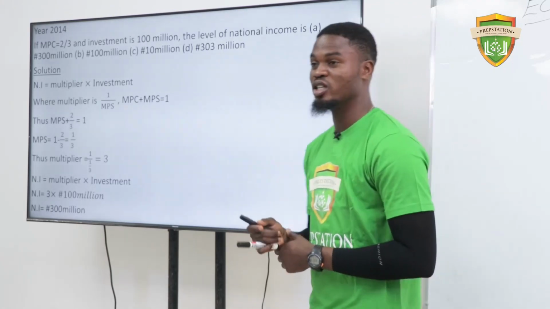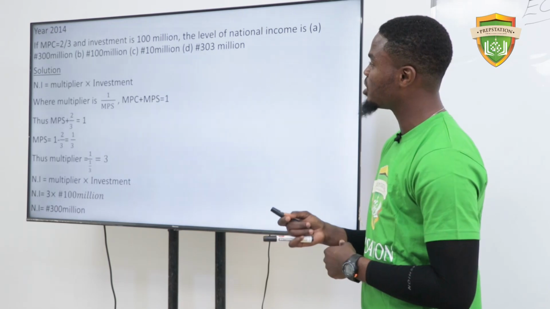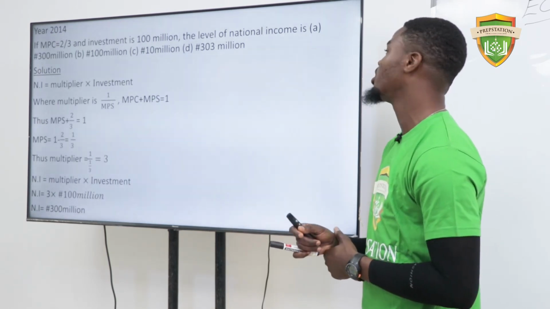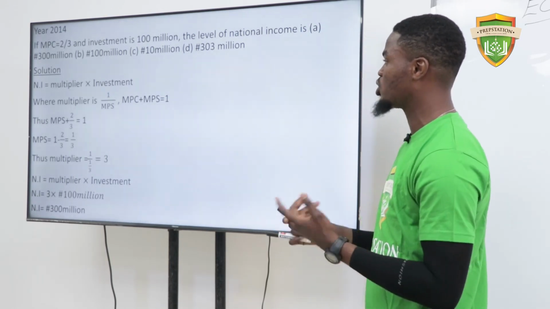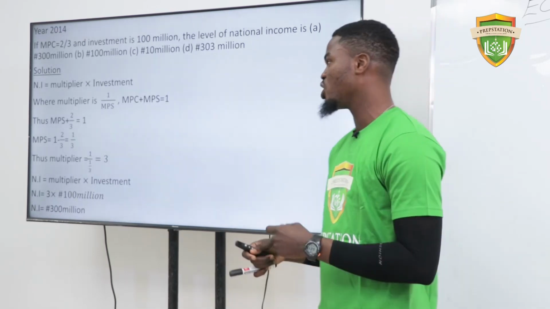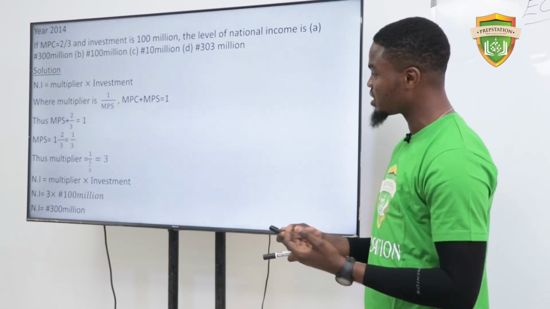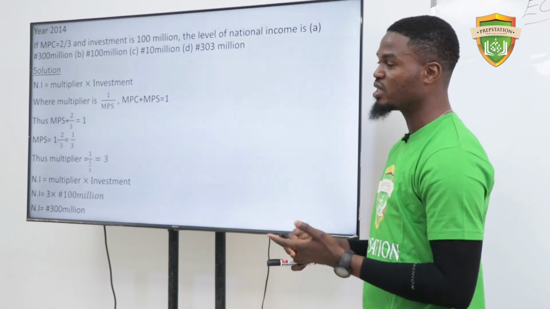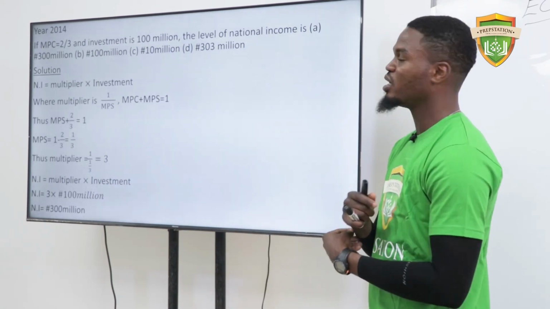So from your year 2014, you have a question: if MPC equals 2/3 and investment is 100 million, the level of national income is A 300 million, B 100, C 10 million, and D 303 million. So you know that the only thing that causes national income to increase is investment. So national income has to do with the multiplier times investment. So what is the multiplier? You know we have a multiplier as either 1 divided by 1 minus MPC or 1 divided by MPS.